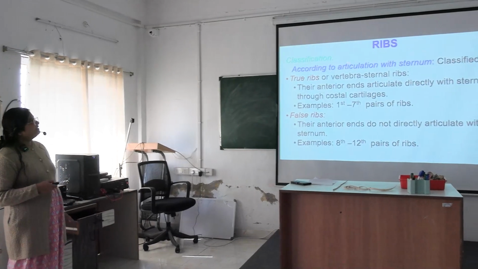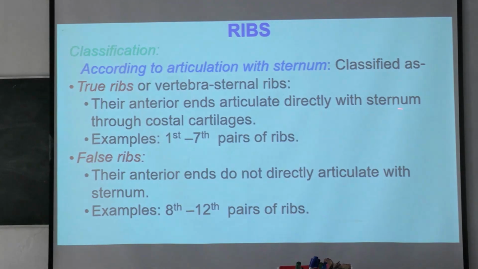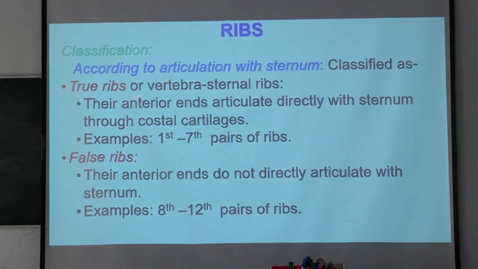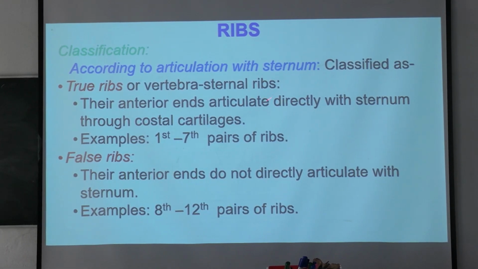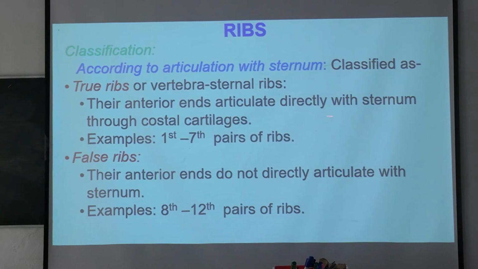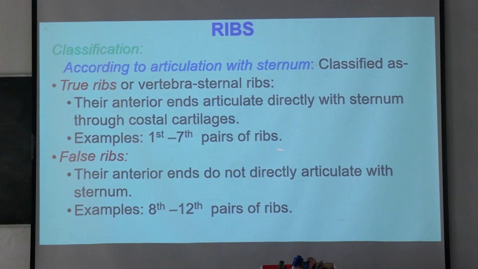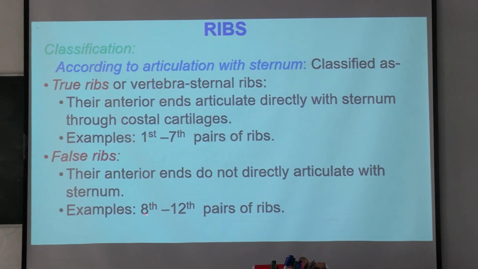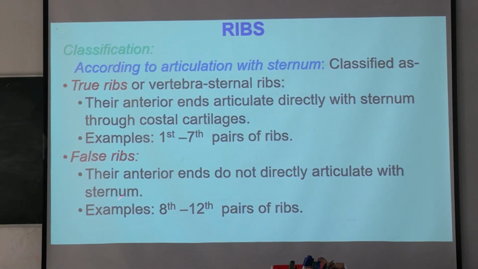So ribs, classification of ribs. It is classified according to its articulation with the sternum as true ribs and false ribs. True ribs are vertebro-sternal ribs. Their anterior ends articulate directly with the sternum through the costal cartilages, and examples are first to seventh pairs of ribs. And false ribs, their anterior ends do not directly articulate with the sternum, and examples are 8th to 12th pairs of ribs. Okay, these are false ribs.